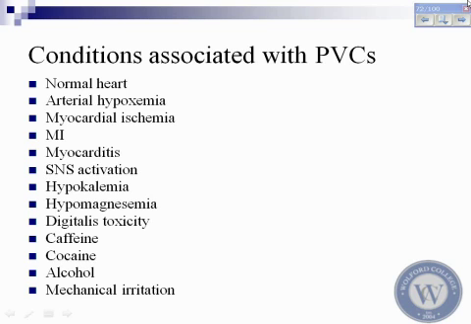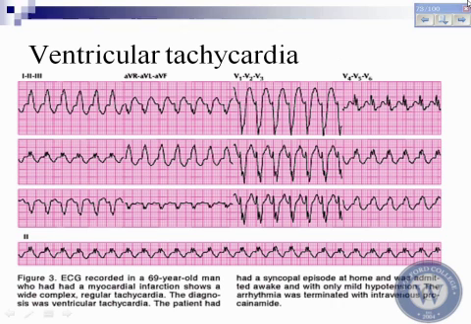Alcohol and mechanical irritation will also cause PVCs. This is VTAC. There are two kinds of VTAC: unstable and stable. Stable means that the person has a stable blood pressure. Unstable means that you're losing your blood pressure or no blood pressure is evident.